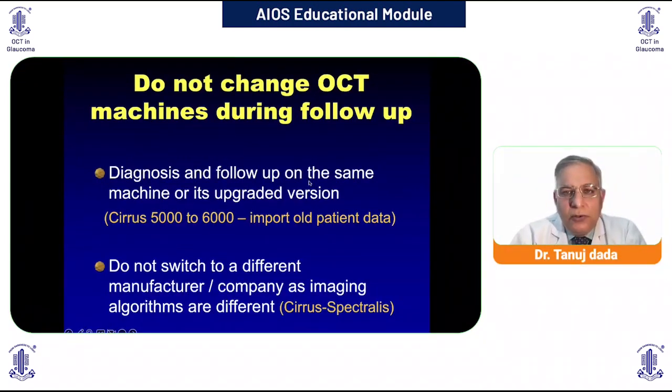What you can do is, you often have an upgraded version of the same manufacturer. So supposing you have a new machine of Series 6000 and previously you had a Series 5000, then you can import all the old patient data into the new machine and start following up the patient. What you should not do is that you are following up the patient on the Cirrus OCT, and now next visit you start following on the Spectralis. So do not change the manufacturer. You can, however, with the same manufacturer, use an upgraded machine and transport the old patient data.